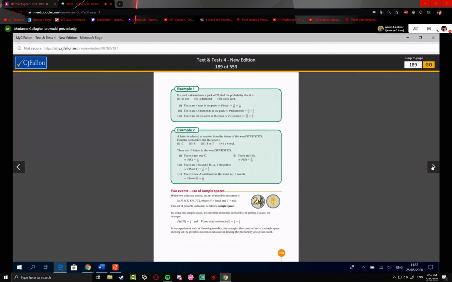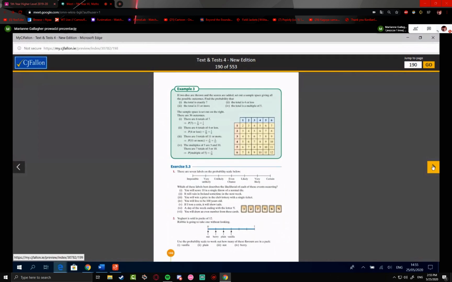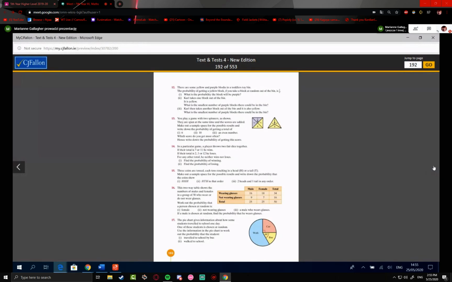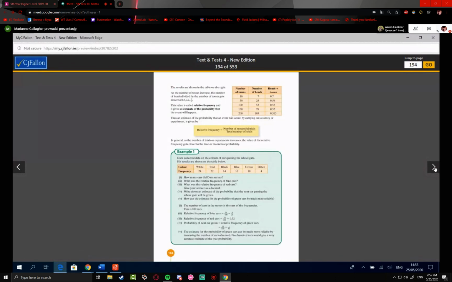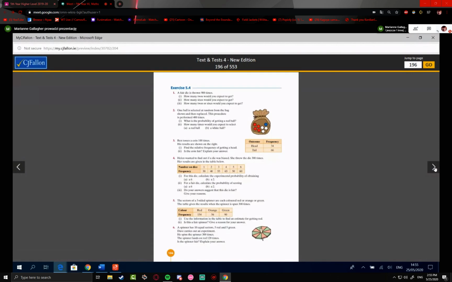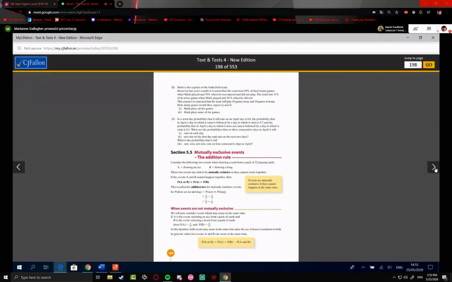5-3 is just basic probability, and doing your two-way tables or your tree diagrams. 5-4 is just if you're doing an experiment to get the probability instead of just knowing it by throwing a dice or something like that. Right, 5-5, mutually exclusive events and the addition rule.